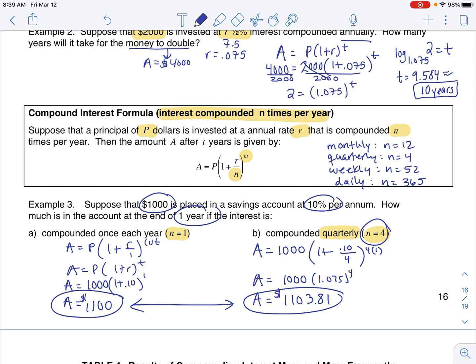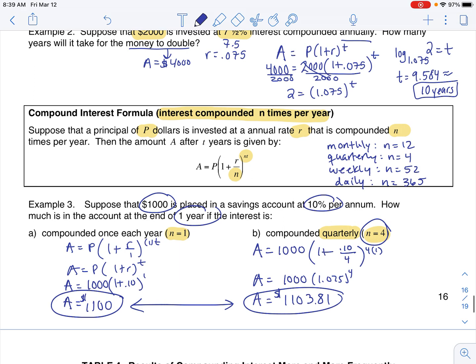So not much of a difference, right? $3 difference for compounding quarterly, but if you had a larger principal in there, and if you did this over 20 years, you would definitely see a difference when it's compounded more frequently. So that's compounding N different times in a year.